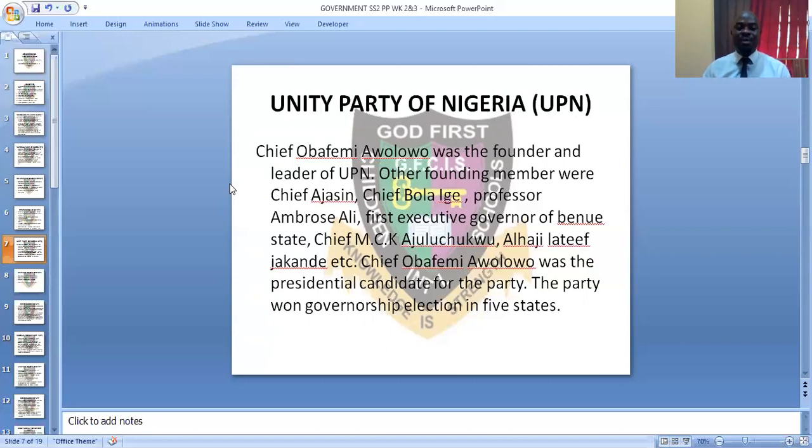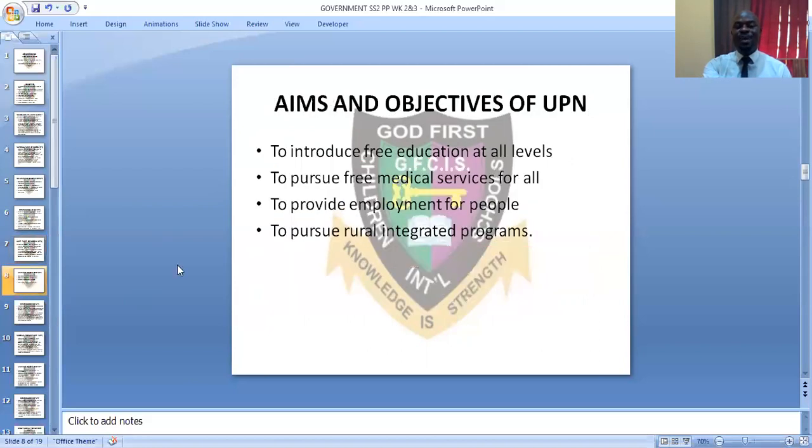Furthermore, Chief Obafemi Awolowo was the presidential candidate for the party and also the leader. Though the party couldn't win the presidential election, the party won the governorship elections in 5 states. So let's look at the aims and objectives of this party.